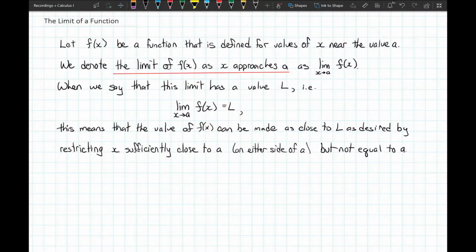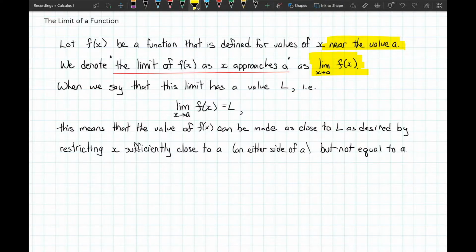So let's start off with the definition here. We're going to start off with a function f of x that is defined for values of x near the value a. And that alone might be a little bit confusing, near the value a. This means that this function includes values around a in the domain, even if x equals a is not in the domain of the function. And we're going to denote this expression, the limit of f of x as x approaches a, with this notation.